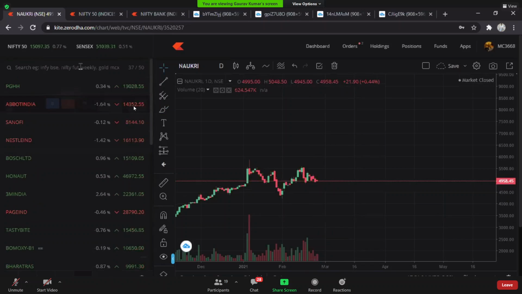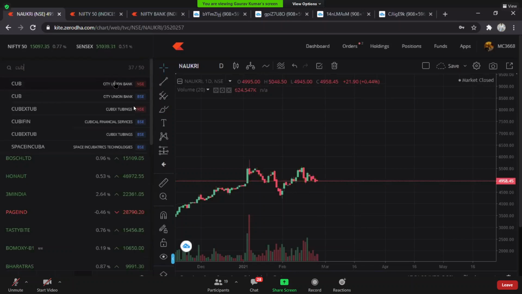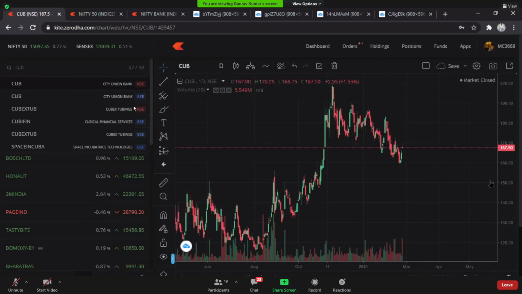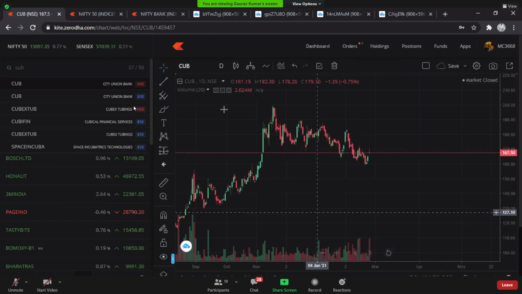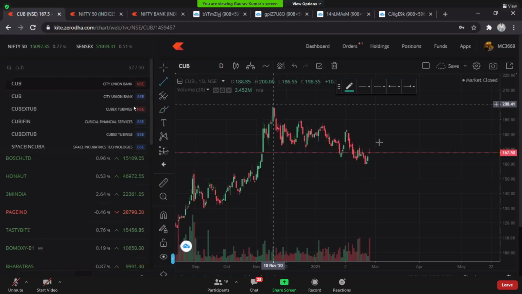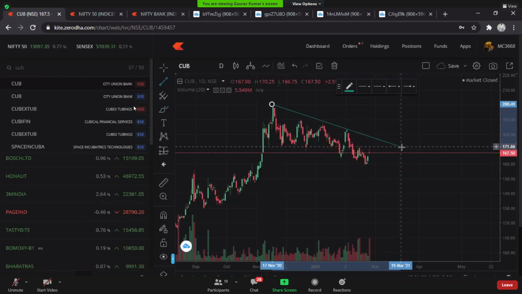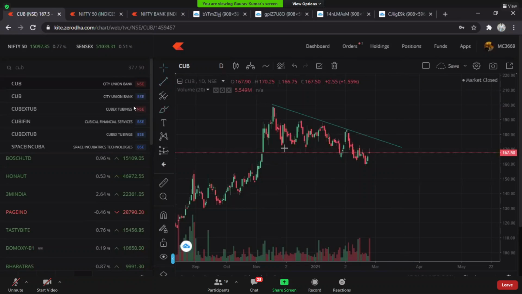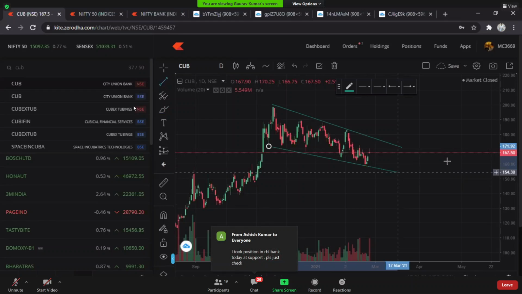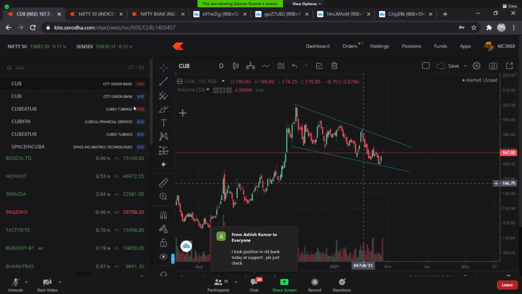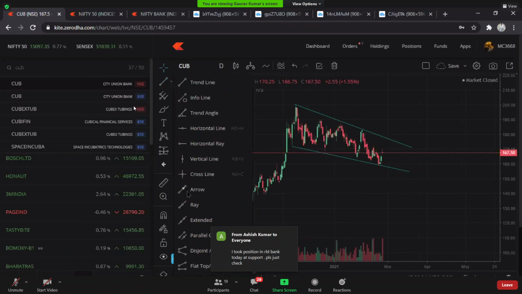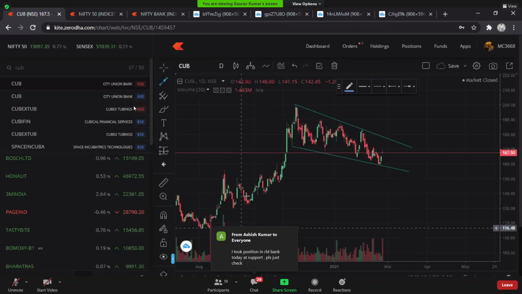I've got one small stock for you, that is City Union Bank, CUB, and I'm analyzing this for you just because I want to. This is called a bullish flag.